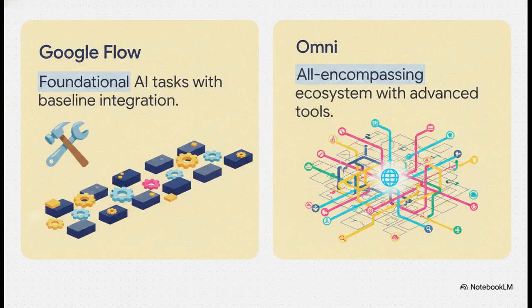And this brilliantly illustrates the distinction between the two. On one side, you've got Google Flow. It equips you with the basic hammer and wrench for single foundational AI tasks and baseline integration. It's reliable, steady, and gets the job done. But on the other side, Omni provides this massive, all-encompassing ecosystem for advanced multi-tool integration. Basically, you start with Flow to handle the basics, but you're going to graduate to Omni when you really need a massive network of tools seamlessly communicating with each other.